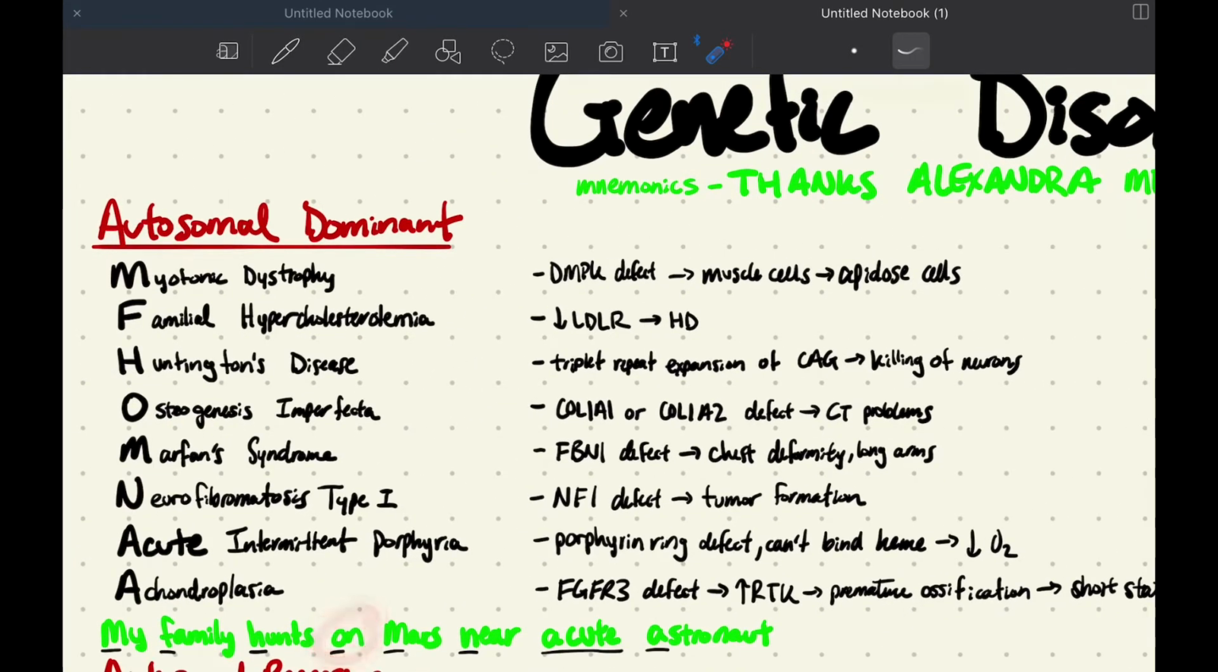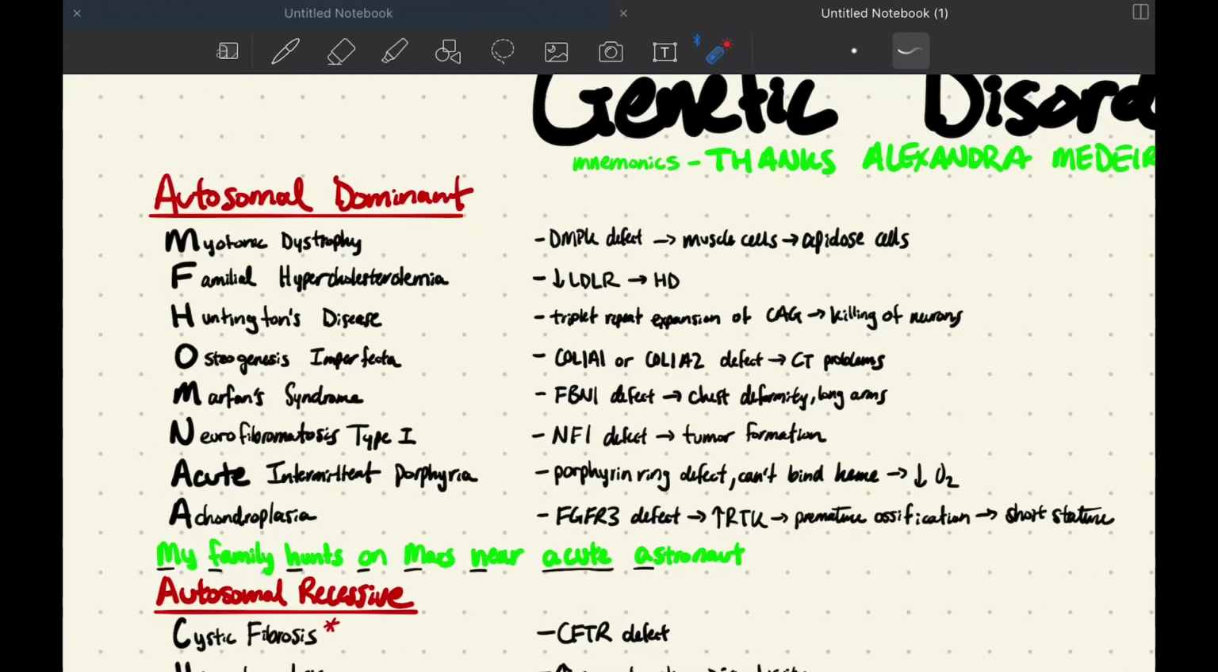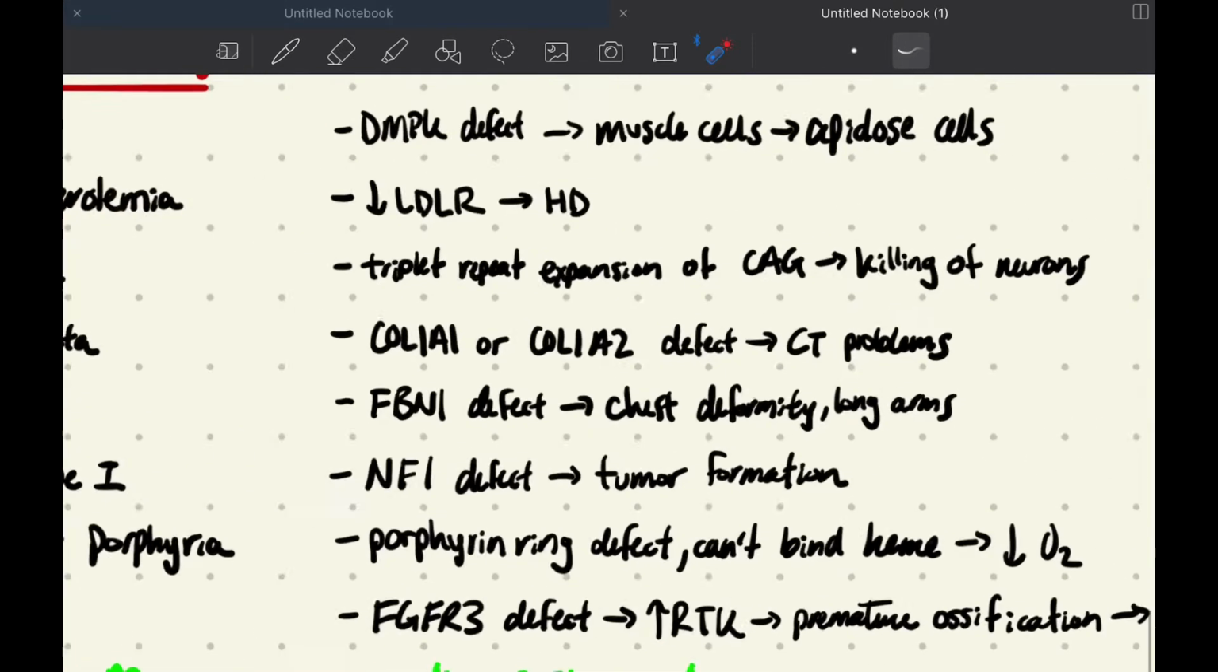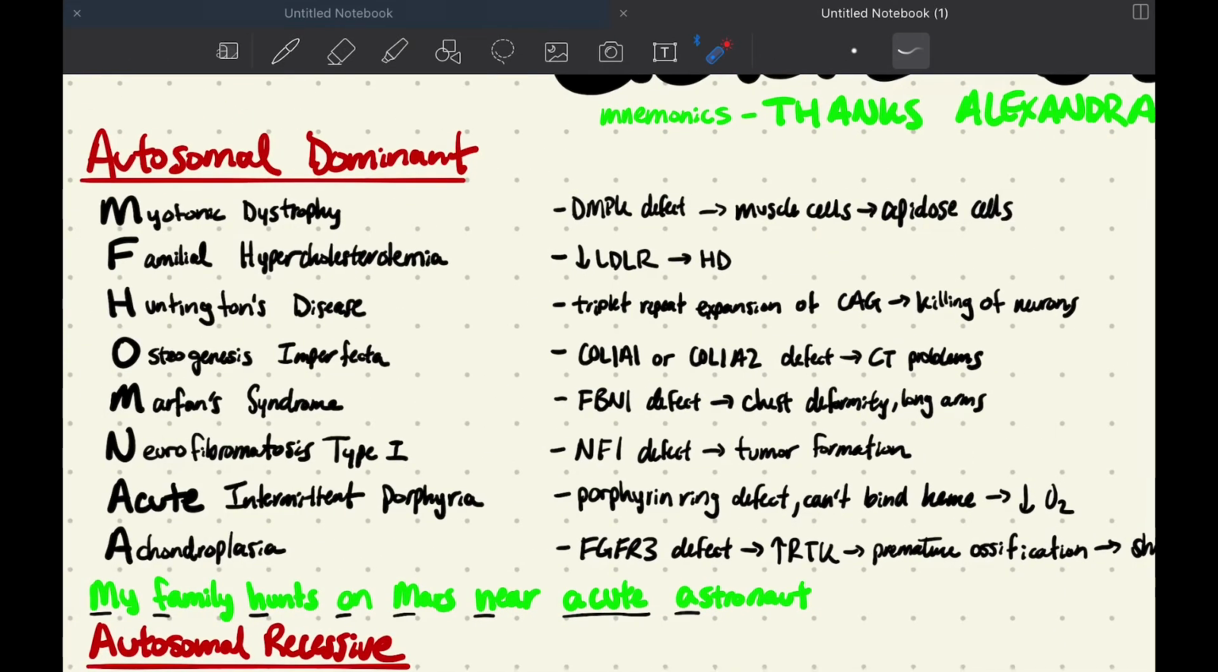And then you have "on," which is going to be osteogenesis imperfecta. That's going to be a defect in your collagen, and two genes coding for that are called COL1A1 and COL1A2. These defects lead to your defective collagen, which leads to connective tissue problems. Mars is going to be Marfan syndrome. That is an FBN1 gene defect. It's going to lead to the deformity of your chest, as well as the long arms, as well as some eye problems as well. Some people think that Abraham Lincoln actually had Marfan syndrome.